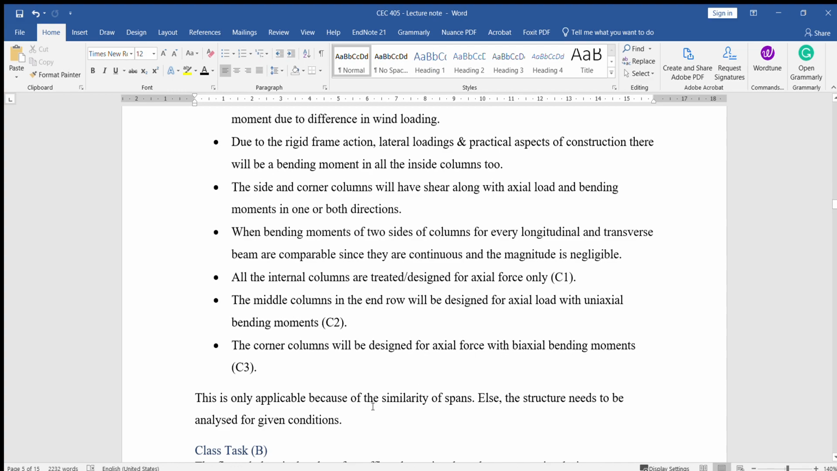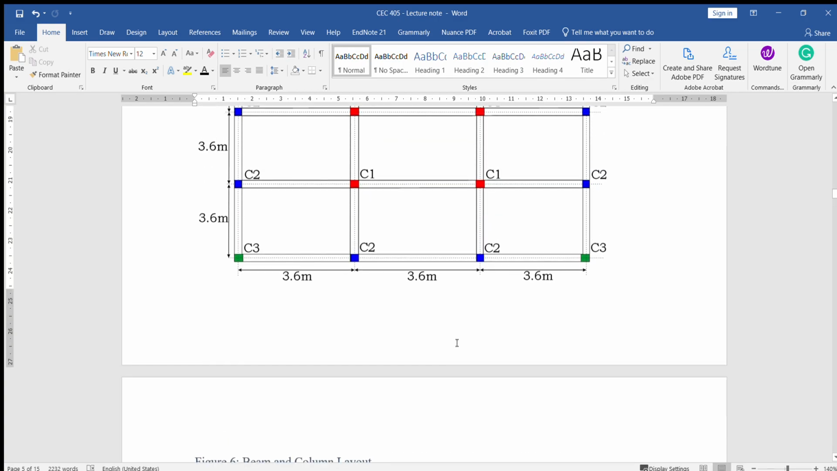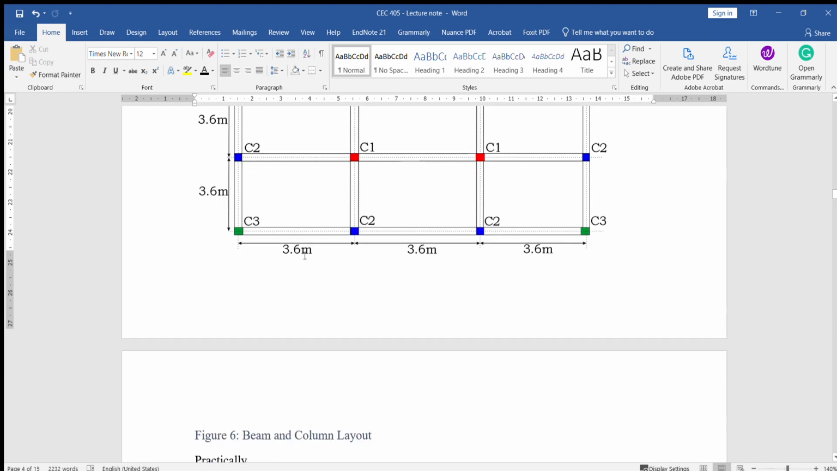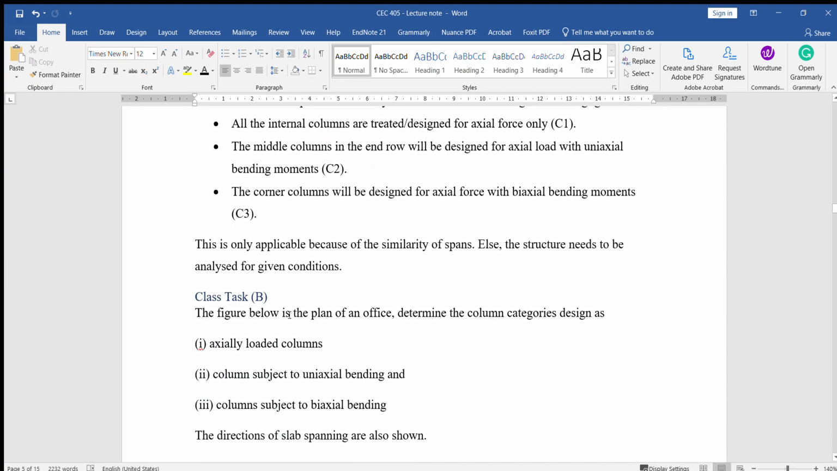Now, this is only practically applicable because of the similarity of spans. Else, the structure needs to be analyzed for the given condition. I said they are uniformly spanned, or symmetrically loaded. That is, this span is equal to this span and the beams are of the same section. So if I say 3.6, 3.6, then what I said is applicable. However, if this one is 3.6 and this one is maybe 5 meters, then the condition might change.